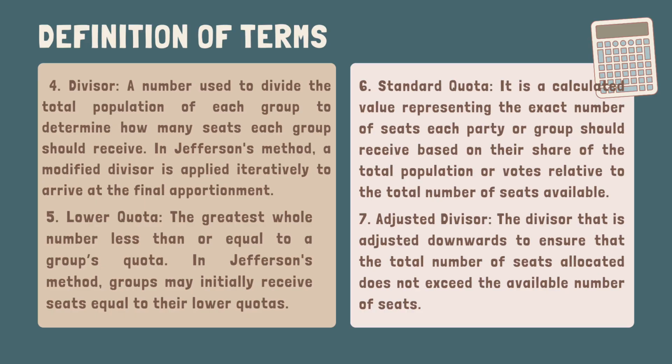Number seven, we have the seat allocation. It is the final distribution of seats to each group based on the adjusted quotas calculated through Jefferson's method. And lastly, number eight, we have the standard quota. It is a calculated value representing the exact number of seats each party or group should receive based on the share of their total population or votes relative to the total number of seats available.